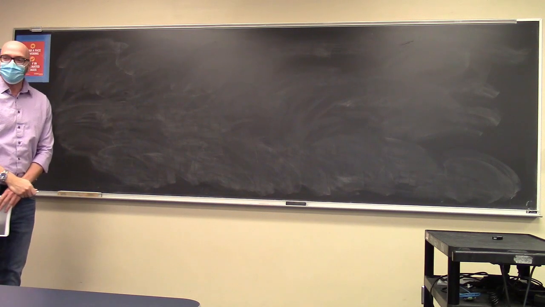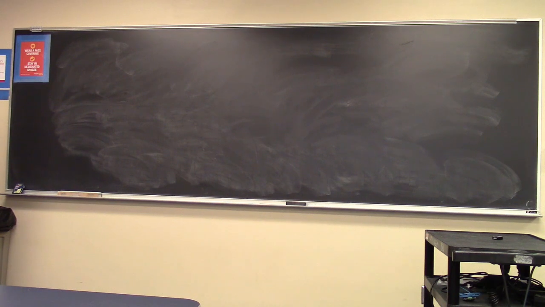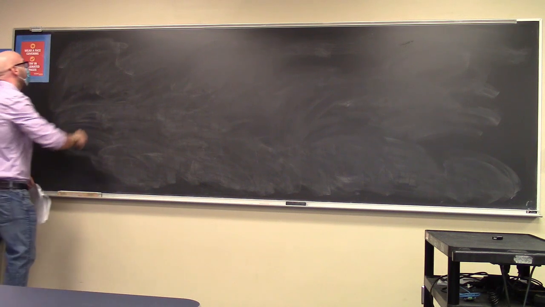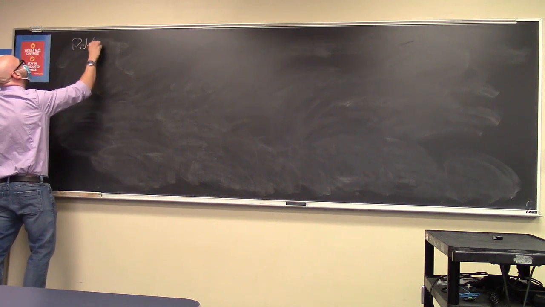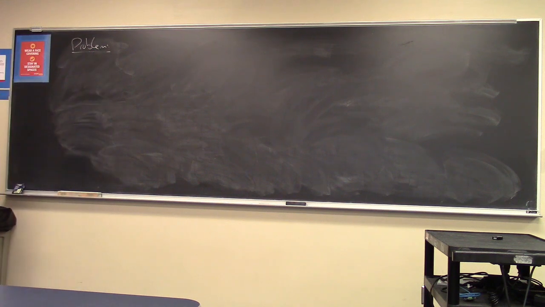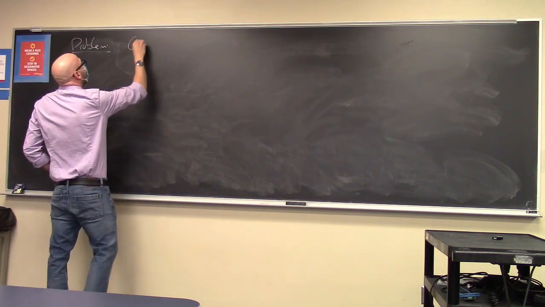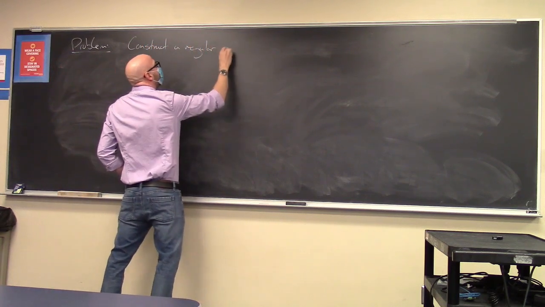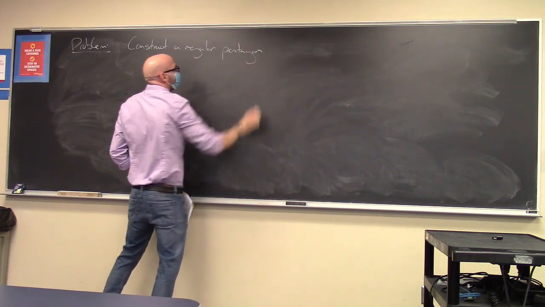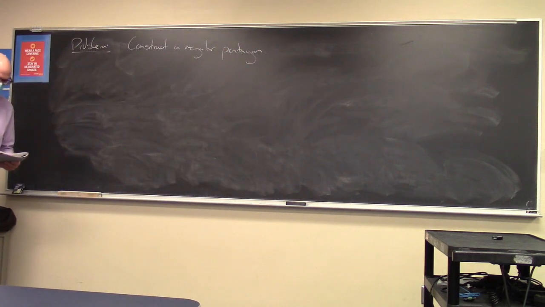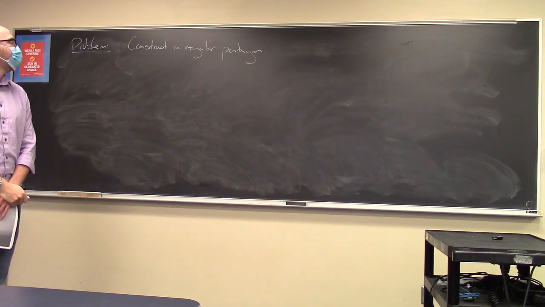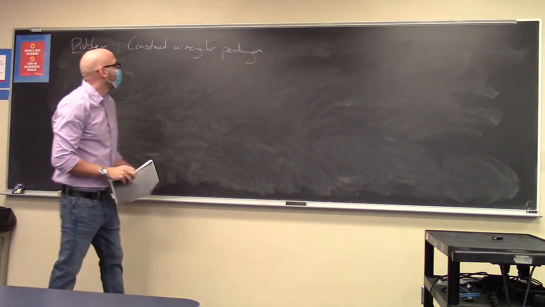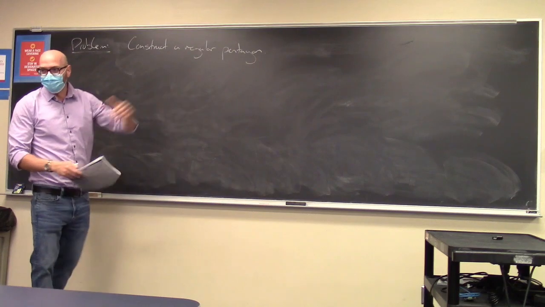I want to provide you with one more construction. It's the construction of a regular pentagon. The ancient Greeks knew how to do this. Euclid provides a construction in the Elements. So let's just go through a construction of a regular pentagon. We've already talked about how to construct an equilateral triangle and a regular quadrilateral, a square.